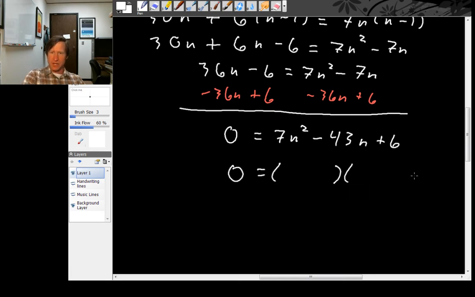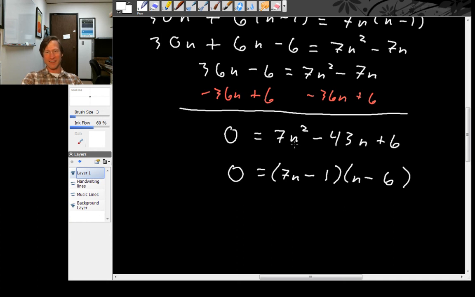Okay. Now we need to factor this, and this does factor, I think. Let's see what we can do. So 7 is prime, so it's going to be 7n here and n there. Because there's a plus 6 and the middle coefficient is negative, we know we're going to have negative and negative. And then we need factors of 6 that, when you multiply it out, give negative 43 in the middle. The only way to get a number that big is to have the 7 over here with the n multiplying the 6 on the right. So let's try this one. And if you multiply this out, it works.